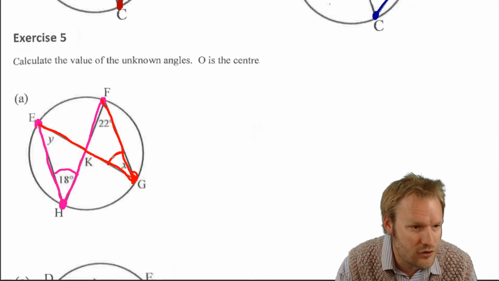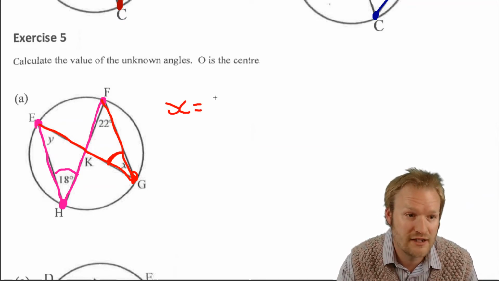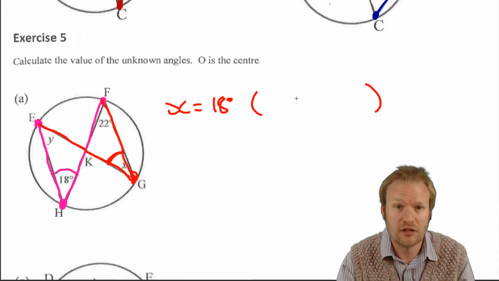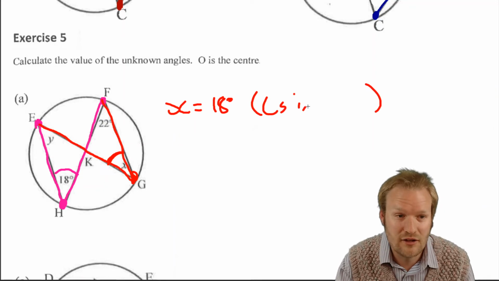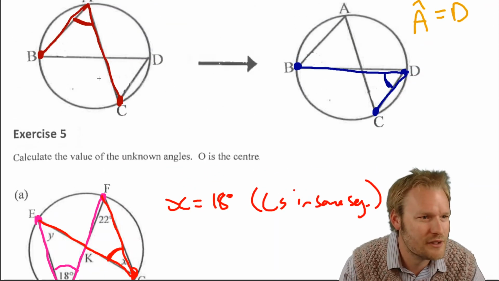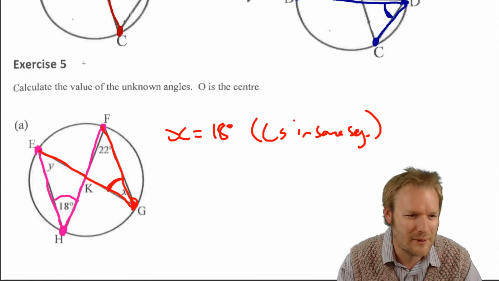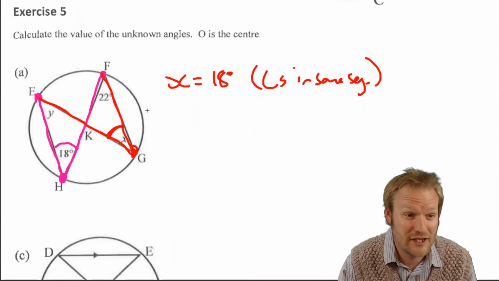So therefore, those two angles must be equal to each other. So X equals 18 degrees. Reason? Well, I'm going to use angles in same seg. You may have used the other one. Equal something, something's equal. I don't know. It's too long for me. So that's the one way of doing it.